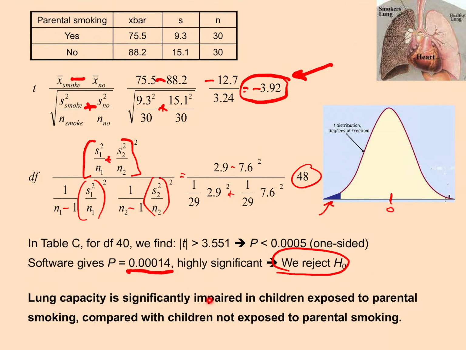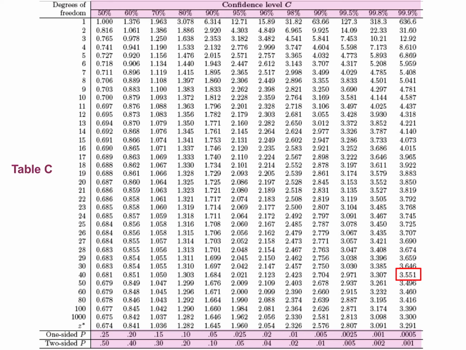So in doing that, we are concluding that lung capacity is significantly impaired in children exposed to parental smoking compared to the FVC, or forced vital capacity, of students or children not exposed to parental smoking. So we have a test statistic of 3.92. Now again, it says minus, but that's just to tell you that it's on the left-hand side of your curve. For the table, you have to take the absolute value of this. There's no negative numbers, so you have to look for 3.92.